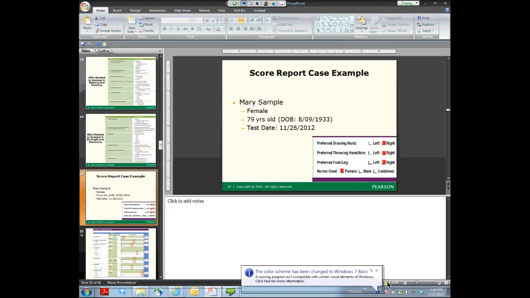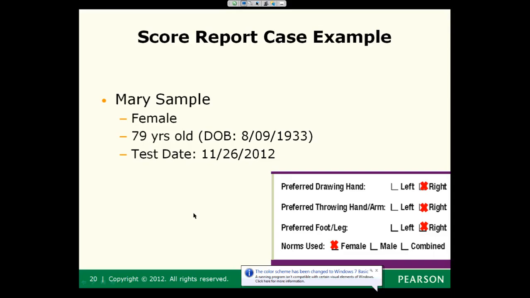I'm going to share my desktop to show you all the PowerPoint presentation, because I like to put some animations in here, and they didn't work in the program that I just had up. So let's talk a little bit about our case report example. We're going to go through each of the items on the record form and then talk about the report example.